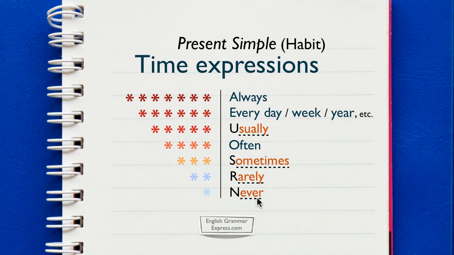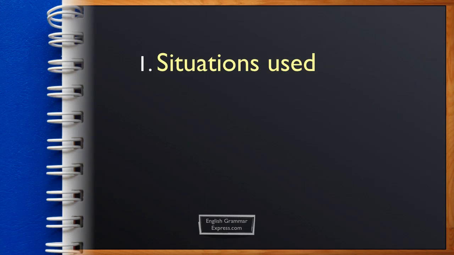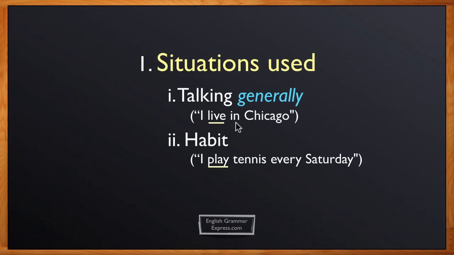As you might have noticed, this list goes in order of frequency. So the most frequent is at the top here, always, and the least frequent is never at the bottom here. So that's part 1. And so far we've seen that we use present simple for talking generally. Example, I live in Chicago. And for habit. So I play tennis every Saturday. And we've also seen the time expressions like every Saturday.